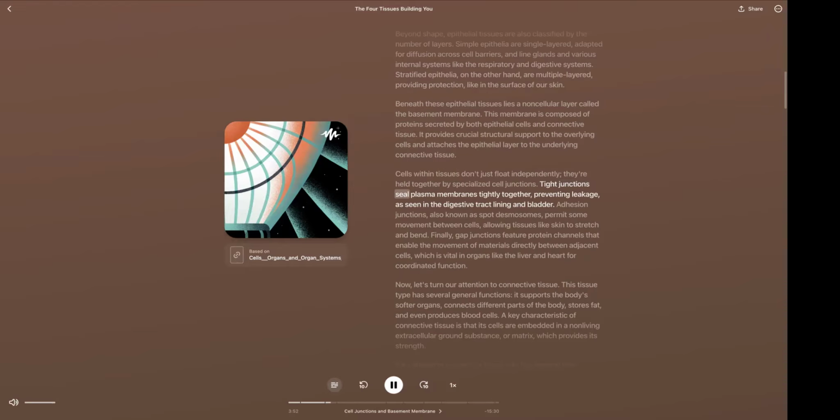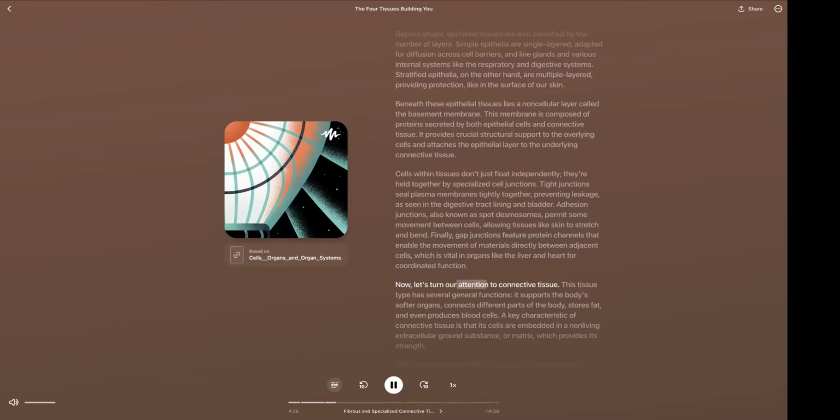Tight junctions seal plasma membranes tightly together, preventing leakage, as seen in the digestive tract lining and bladder. Adhesion junctions, also known as spot desmosomes, permit some movement between cells, allowing tissues like skin to stretch and bend. Finally, gap junctions feature protein channels that enable the movement of materials directly between adjacent cells, which is vital in organs like the liver and heart for coordinated function.